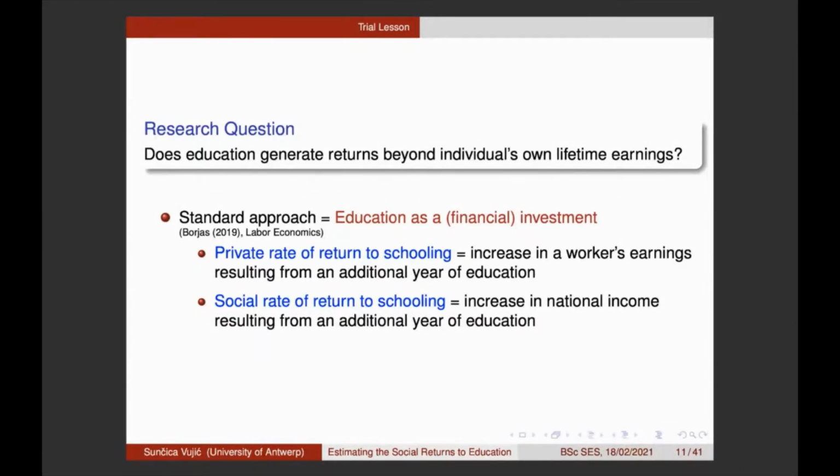As I mentioned earlier, you would be able to do these cool jobs that I mentioned, and at the same time, you not only contribute to your own financial returns or financial well-being, if you want, but you also contribute to an increase in the national income, which results from this additional year of education. When I say national income, I mean gross domestic product, so the total production of one economy. So that is the standard approach.